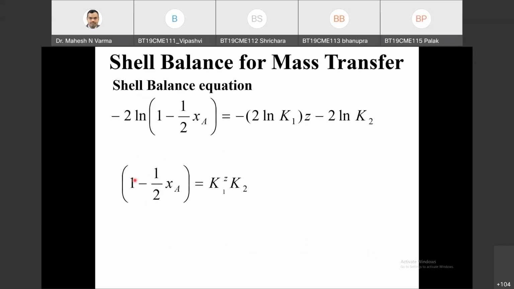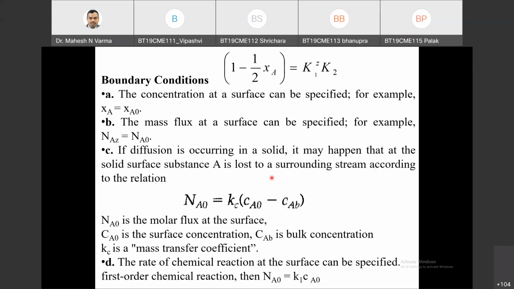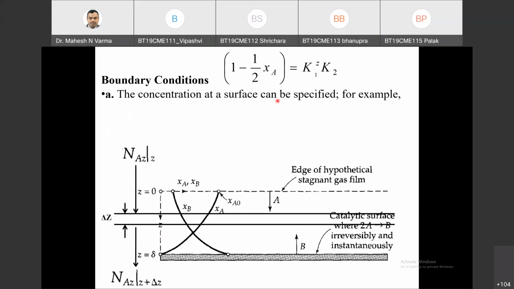Rearranging the equation. So what I will get? 1 minus half xa equals K1 raised to Z and K2 raised to Z. K1 and K2 are constants, 2 constants and 2 boundary conditions. So what is this boundary condition? Both the types of boundary condition: concentration is mentioned even at the surface.